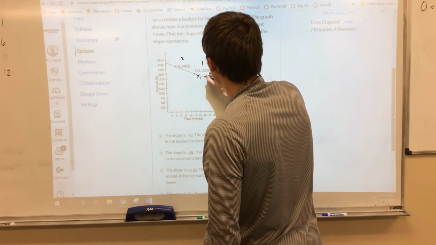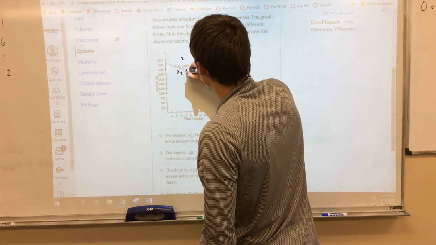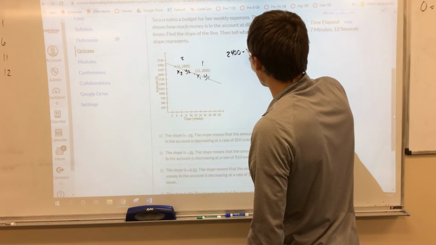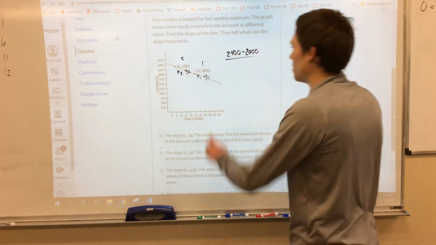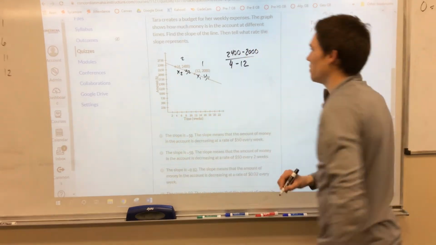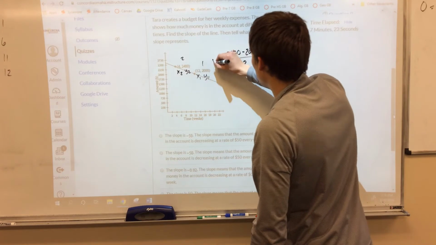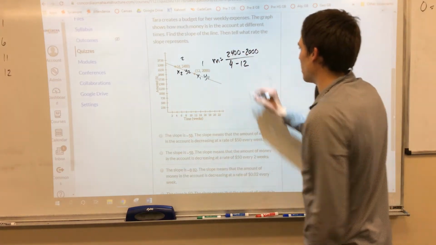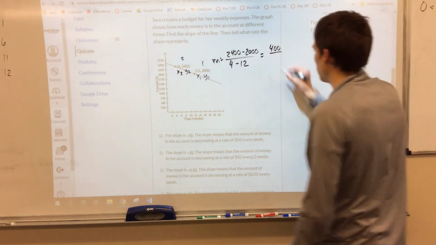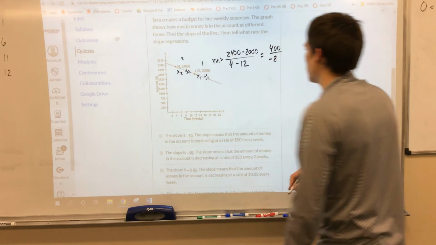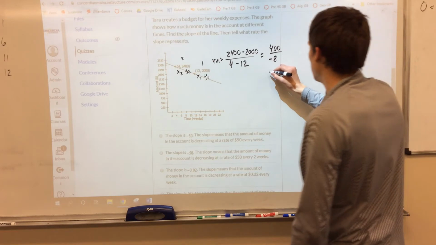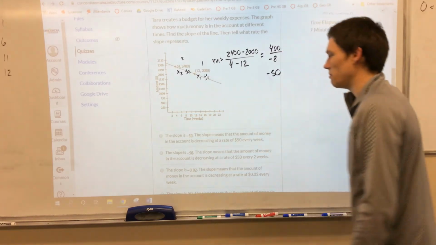That makes this x1, y1. This makes this x2, y2. So I'm going to go 2,400 minus 2,000, that's y2 minus y1, over x2 minus x1, 4 minus 12. 2,400 minus 2,000 is 400. All over 4 minus 12, negative 8. 400 divided by negative 8, it's going to be negative 50.